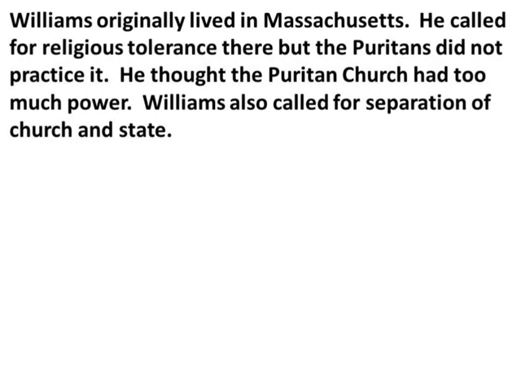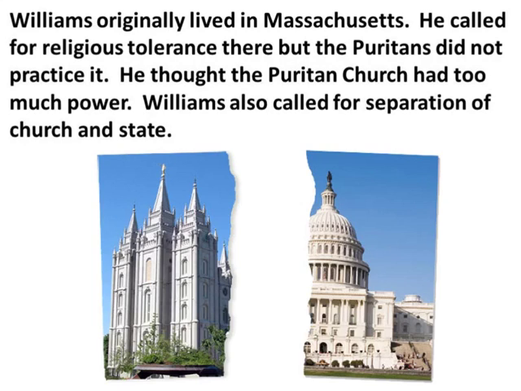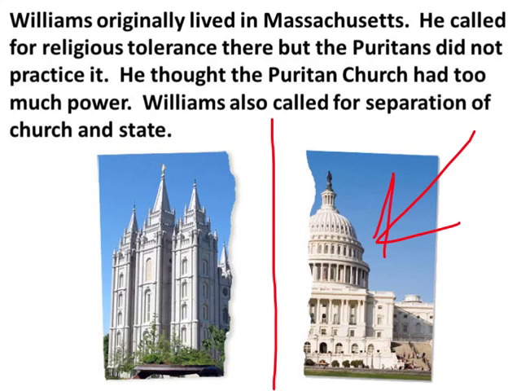Williams originally lived in Massachusetts. He called for religious tolerance there, but the Puritans did not practice it. He thought the Puritan church had too much power. Williams also called for separation of church and state. Now, what the concept of separation of church and state means is that the government and the church leaders are separate, just like you see in this picture here. You see a picture of the United States Capitol, and then you see a picture of a church, and they are divided.